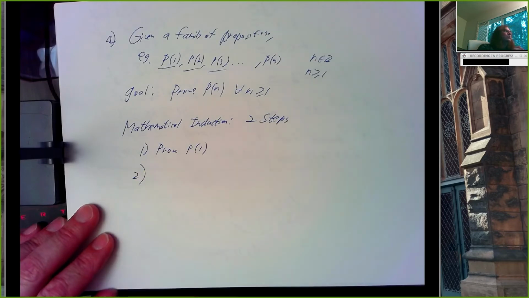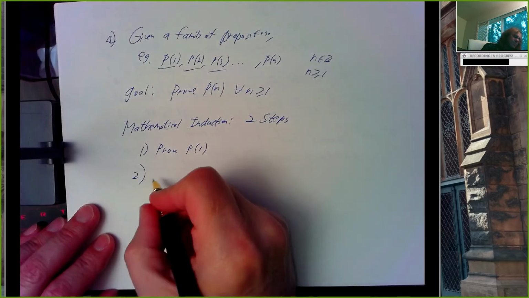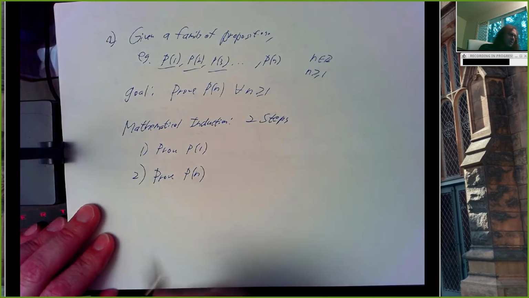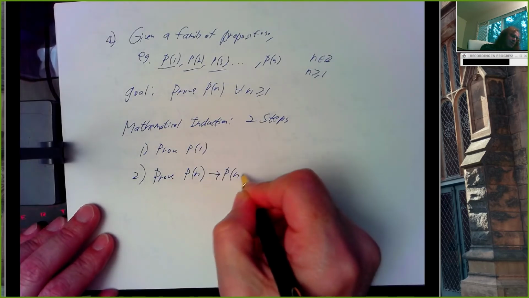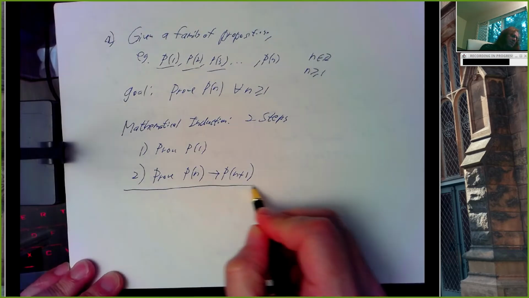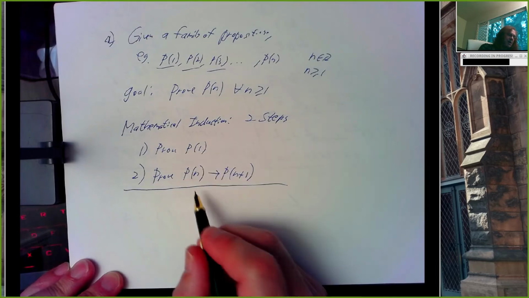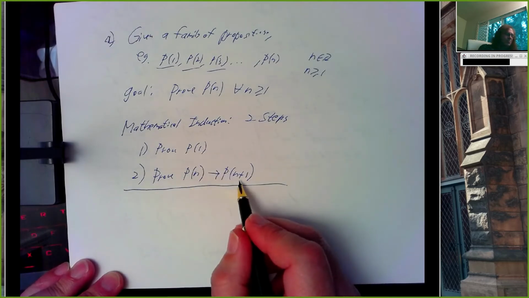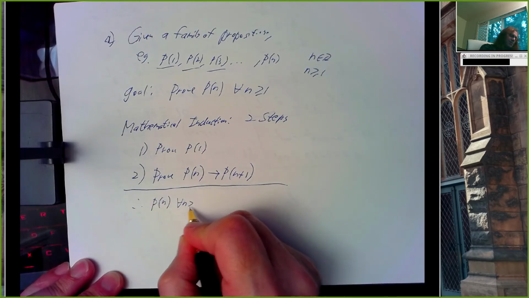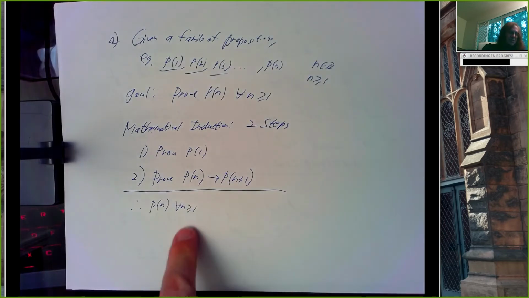Okay. Step 2, a single thing we have to prove. Prove that if proposition n is true, then proposition n plus 1 is also true. According to mathematical induction, if we can prove that P of 1 is true, and we can prove that Pn gives us Pn plus 1, then we can conclude P of n is true for all n bigger than or equal to 1. That's the mathematical induction part.